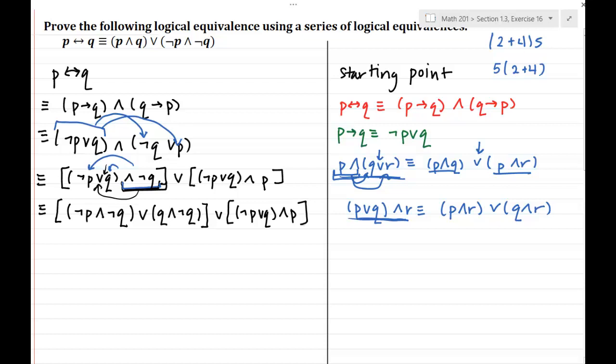Now it's looking kind of nice, right? I've got that not P and not Q, which is what I want to have, so I like that. This Q and not Q, I don't like so much. Let's think about that. What do we know about a statement and its negation joined by and?